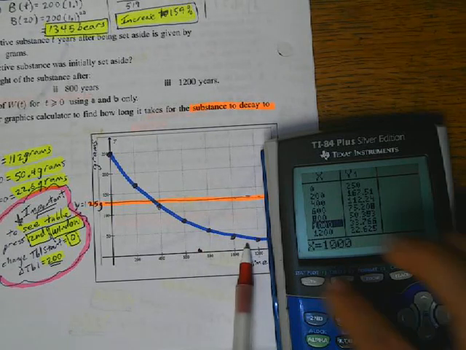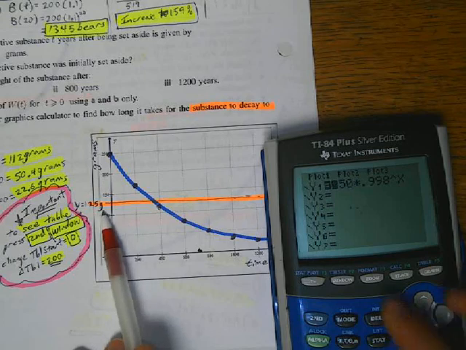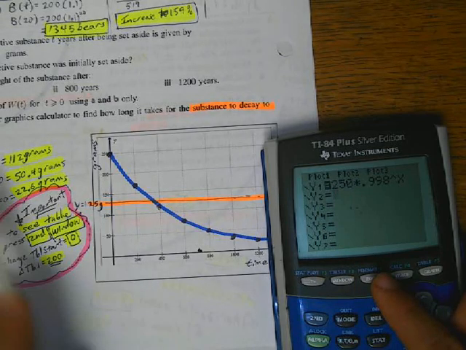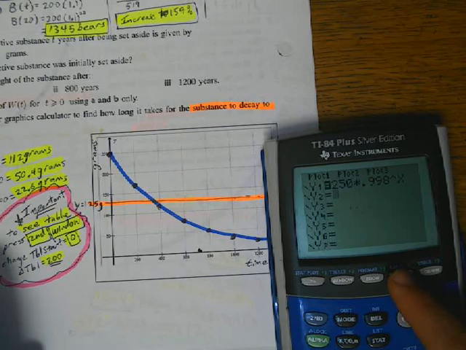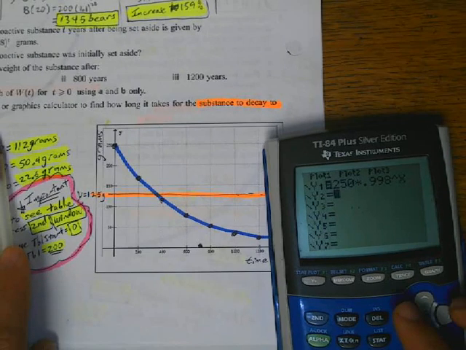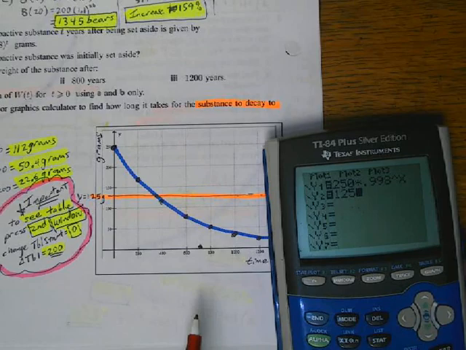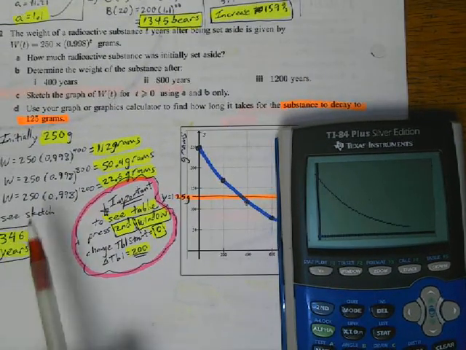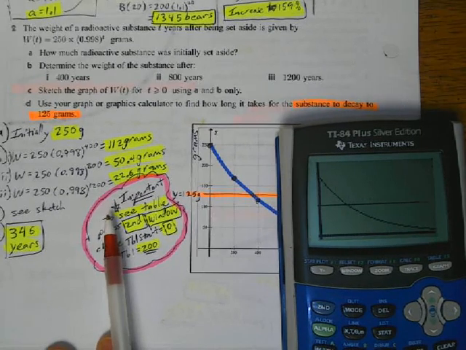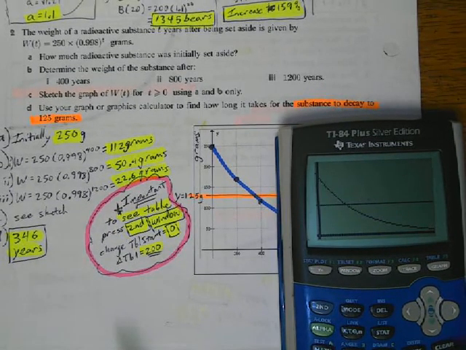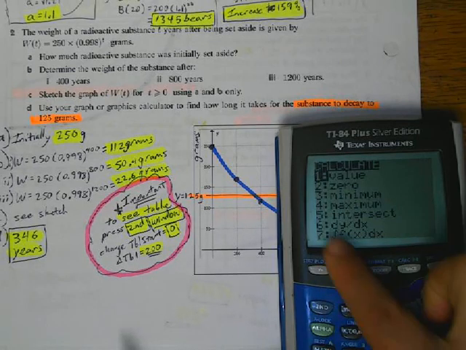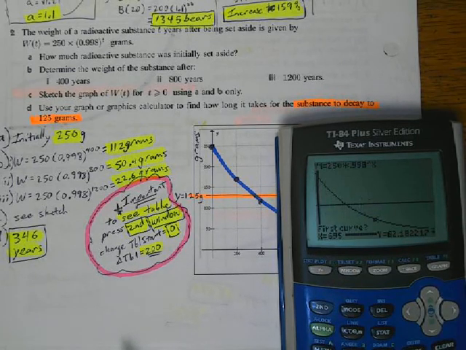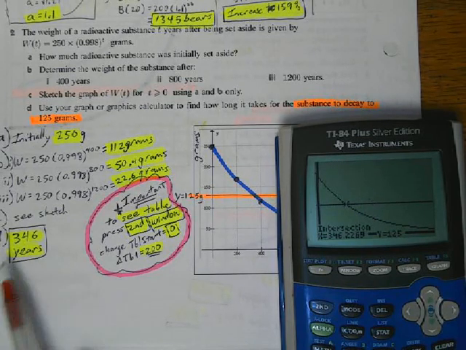Okay, and then to get this intersection here, just like in the other examples, to find how long it takes to decay to 125 grams, I'm going to type in 125, and then just like in the previous example, we find the intersection by second trace, 5 for intersect, enter, enter, enter, and we get that it's 346 years.